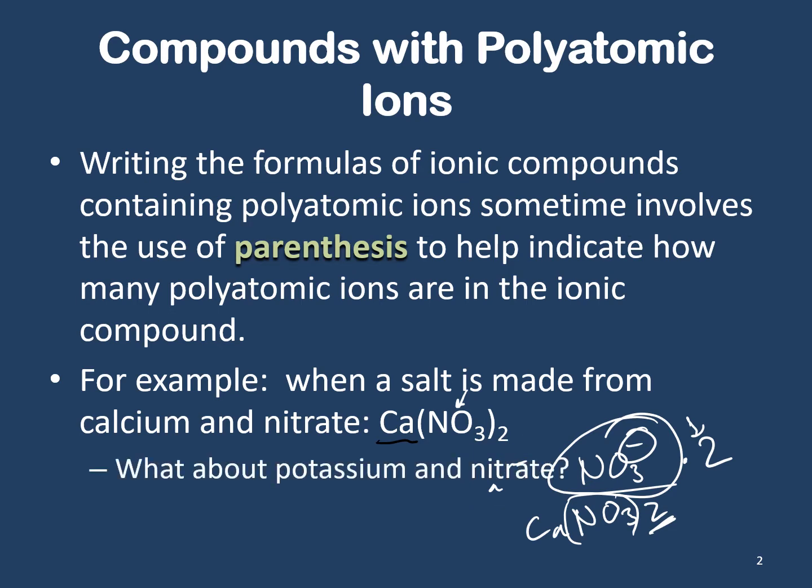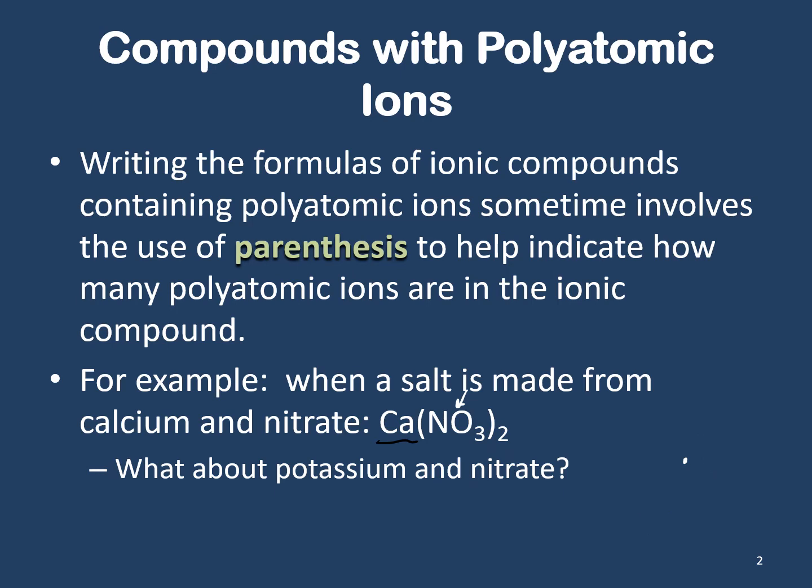So if we look at potassium nitrate, this is a scenario where we won't need parentheses because we have K plus and we have NO3 minus. This would just be written as KNO3. No need for parentheses because we only have one polyatomic, and this isn't a polyatomic, so we wouldn't use parentheses on it anyways.